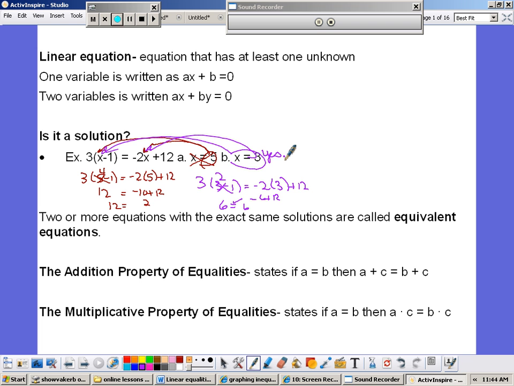Two or more equations with the exact same solution are called equivalent equations. The properties that we're going to be discussing are the addition property of equalities, which states that if I add the same number to both sides, the equation stays the same. And the multiplicative property of equalities says that if I multiply the same number to both sides, it stays the same.